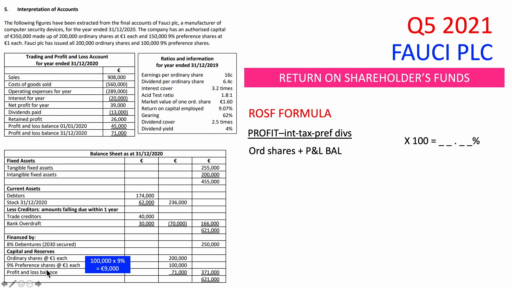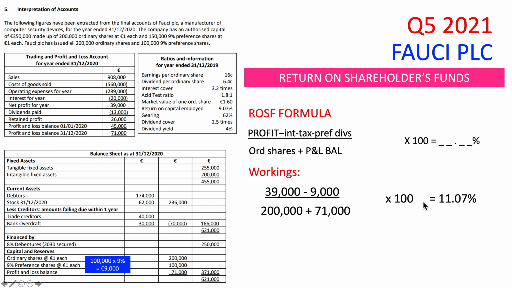So how much are my preference dividends? 100,000 multiplied by 9% is 9,000. So from my 39,000, I'm going to take away 9,000. Then I'll put that over 200,000 plus my 71,000, and I'll multiply that by 100. So I'll have 30,000 over 271,000 multiplied by 100, which is 11.07%.